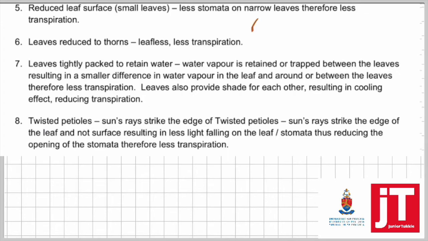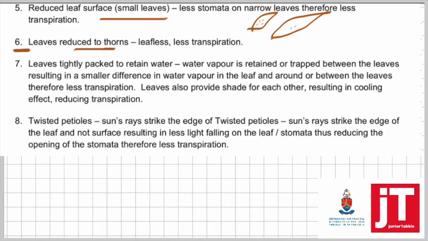Reduced leaf surface. Now, if you have a small leaf and a larger leaf, the larger leaf has more stomata and the smaller leaf has less stomata. Less stomata, less water loss, more stomata, more water loss. So the smaller the leaves, the less transpiration.